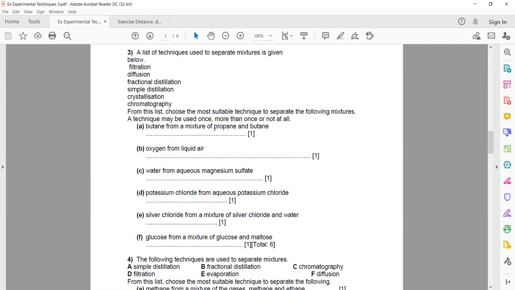So butane, from a mixture of propane and butane. So you have two, or basically both are gases. So when we have gases, the technique which we can use is diffusion, or we can use fractional distillation. So when two or more miscible substances are there, we use fractional distillation. Or how diffusion can be used, because when two gases have different masses, as there are different gases, they will diffuse at a different rate.